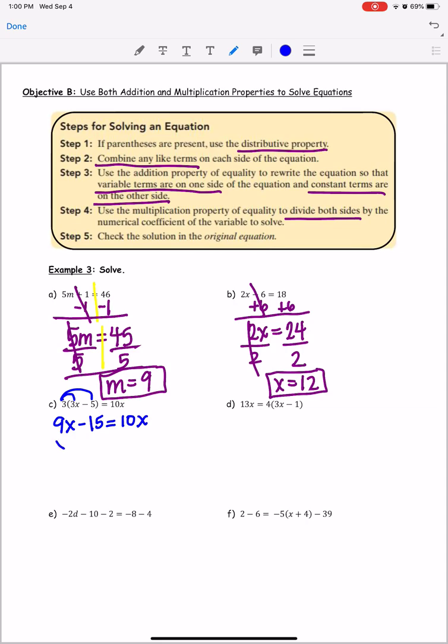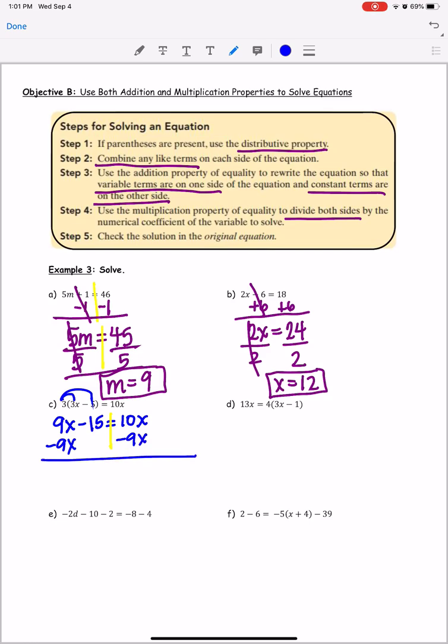So we need to move this 9x over here, but you can't just pick it up and move it. You can't just do 9x plus 10x to get 19x. You have to do the opposite operation because we are needing to move across this equal sign. So the opposite of a positive 9x is a negative 9x. We're going to subtract it over. What I do to one side, we must also do to the other side.